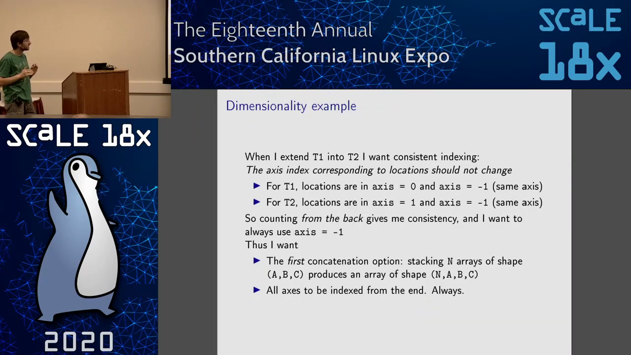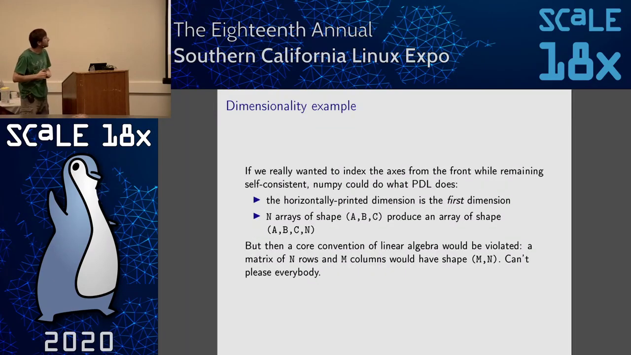So those two things together imply that when you stick matrices together, you really want to put your n on the front, and when you refer to axes, you really want to count them from the back. If you do that, then your world is going to be much more consistent, and you're not going to confuse yourself. Again, this is a design choice, so PDL actually does something different. It counts the axes from the front. It says that the horizontal printed dimension is the first one and not the last one, and it puts n in the back. So that is fine, that is a self-consistent worldview.